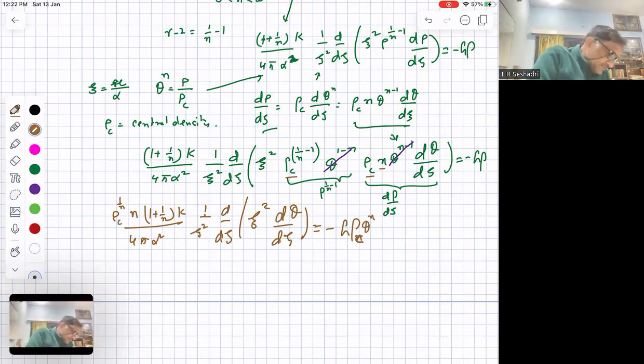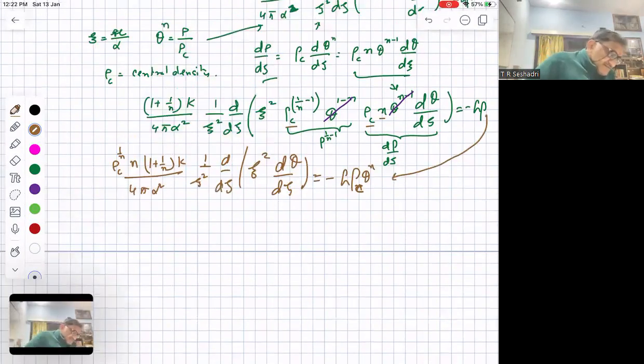Here is rho c here. I just substituted for rho from rho c into theta power n. Is that okay? Yes. Okay, and so the rest of it is only simplification.